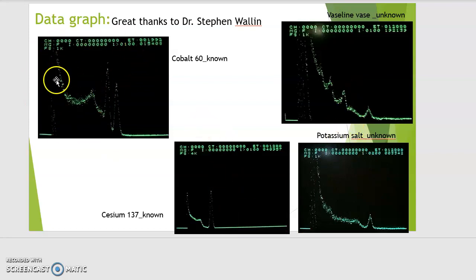So this is the graph you see from the screen of the multi-channel analyzer. This is for the cobalt 60, and you see there are two peaks. And this is the cesium. There is one peak, and this is from the salt. You see the intensity is very low, and this is from the vase. Horizontally, this is the channel number, and to the right means high channel number, high energy. So the second peak means higher energy than the first one.